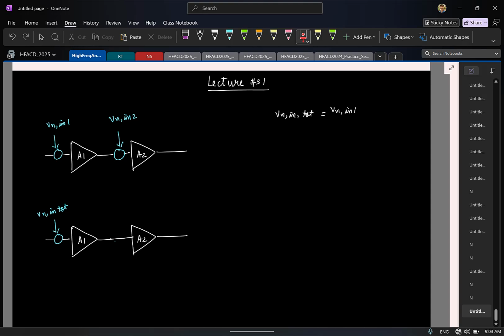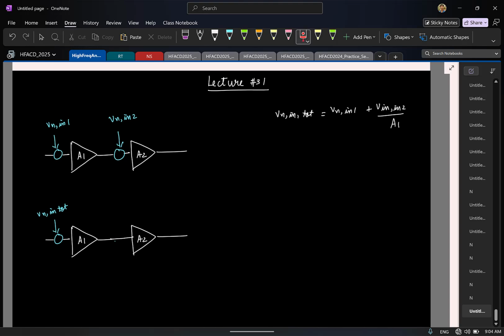Similarly, what will be the contribution of Vn in 2 to the final Vn in total? Divide by? No, if I look at only the voltage. By A1? If it's at the input of A1, after crossing it, it has to be equal to. Yeah, so as he's saying, you can think of it in any way. I want to add some quantity here, which after getting amplified by A1 is as though I am adding an extra noise of Vn in 2. So that quantity has to be Vn in 2 by A1, right?